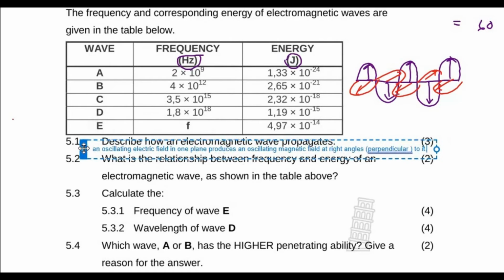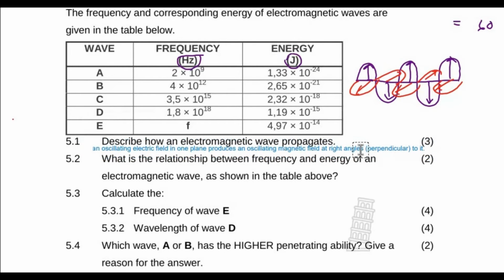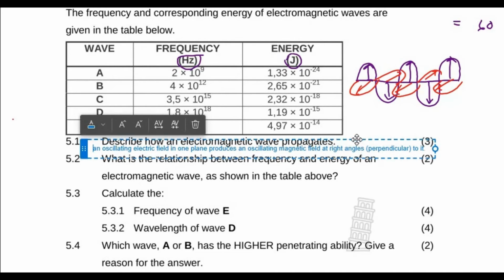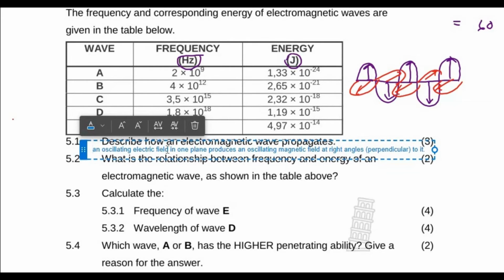We'll memorize that. An oscillating electric field in one plane produces an oscillating magnetic field perpendicular to it. Somebody might say a changing electric field in one plane produces a changing magnetic field at right angles to it.